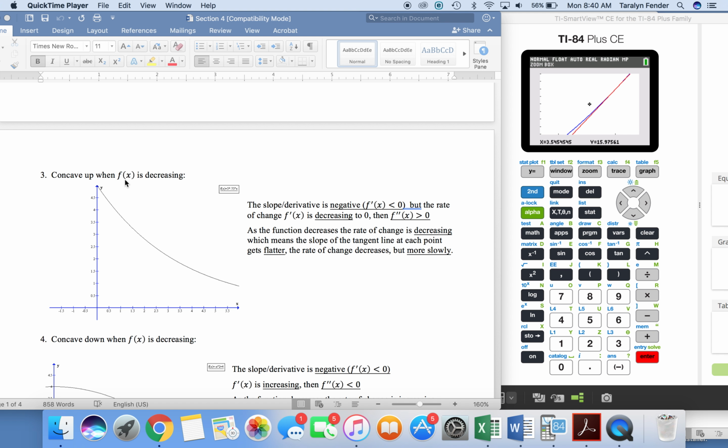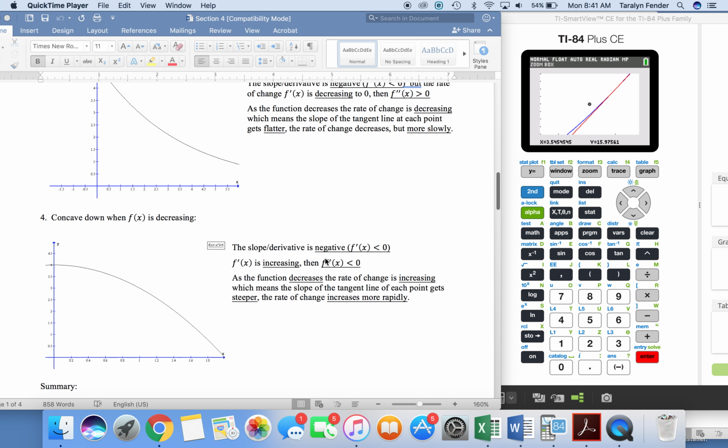Concave up when f of x is decreasing, so we're concave up, but our y values are decreasing. The slope is negative, but the rate of change is decreasing to 0, then f double prime is greater than 0. As the function decreases, the rate of change is decreasing, which means the slope of the tangent line at any point gets flatter. The rate of change decreases more slowly.